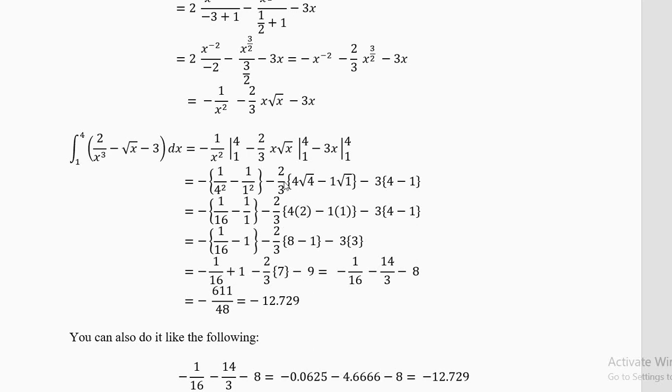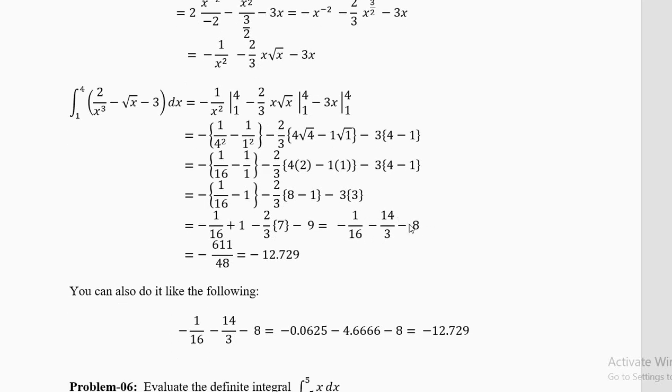Now this is minus 2 by 3 x root x. 4 and 1. 4 root 4 minus 1 root 1, which is 4 into 2 minus 1 into 1. 8 minus 1, which is 7. Minus 2 by 3 into 7 is minus 14 by 3. Now let's look at the third one. Minus 3x going from 1 to 4, it is minus 3 into 4 minus 1, it is minus 3 into 3, it is minus 9. Now let's look at here. Minus 1 by 16 plus 1 minus 14 by 3. And this plus 1 and minus 9 becomes minus 8. Now you have two fractions and one whole number.